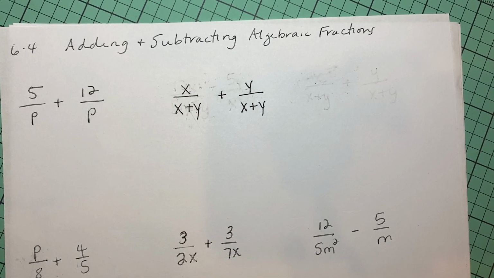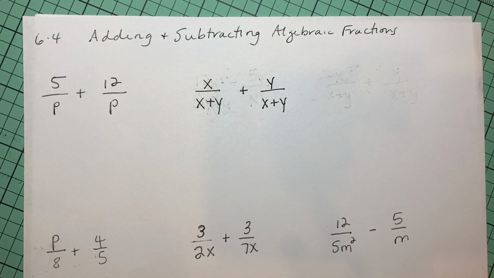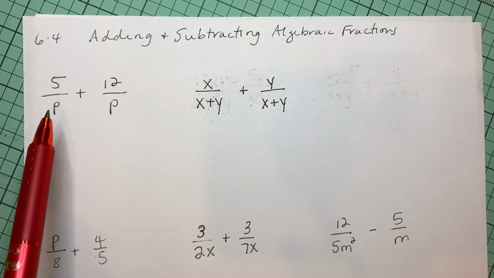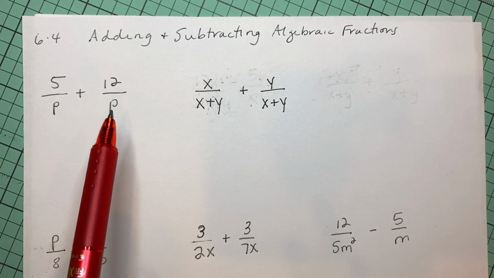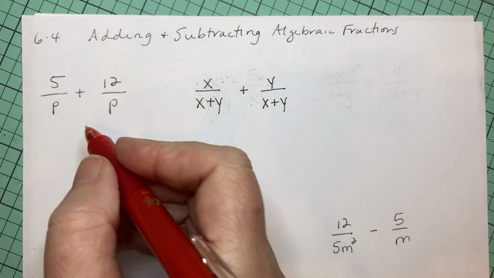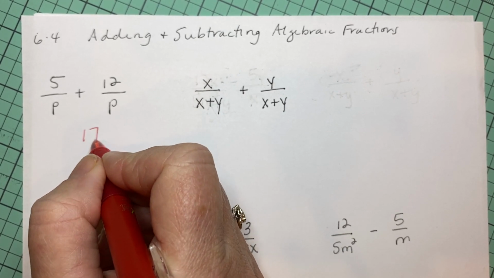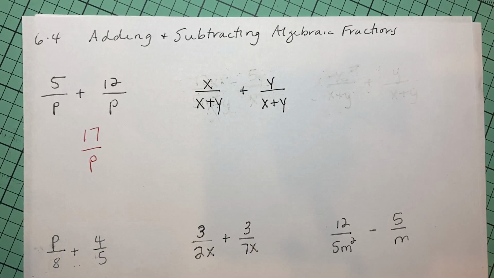So let's look at that as far as algebra goes. Now we're just throwing in letters, but you really are thinking about those exact same rules. In this first one, I have 5 p's and I want to add 12 p's. Because the denominators are the same, I can just say 5 plus 12 is 17 p's. Remember, the denominator doesn't change.